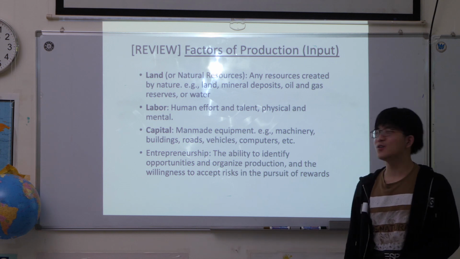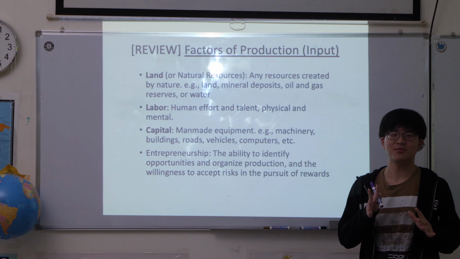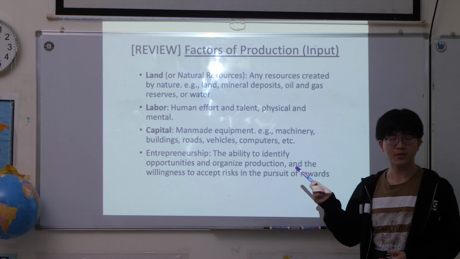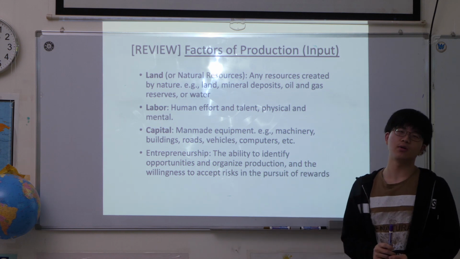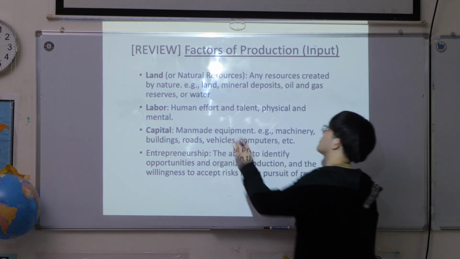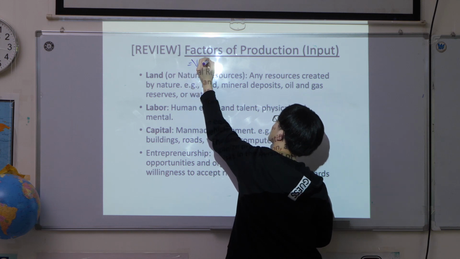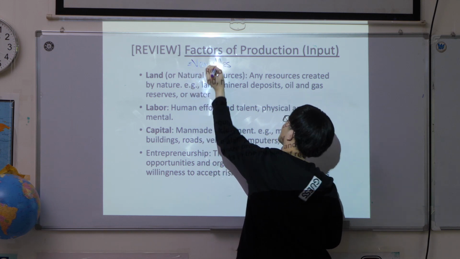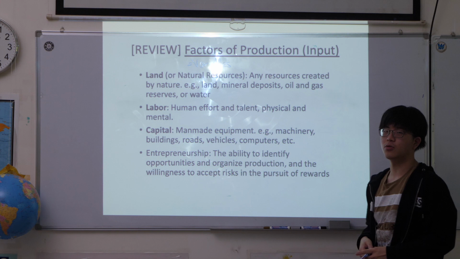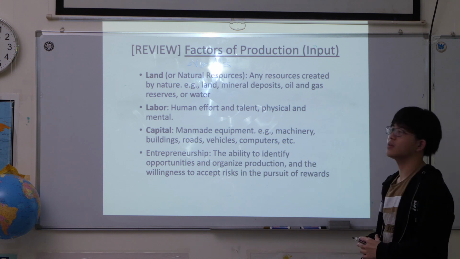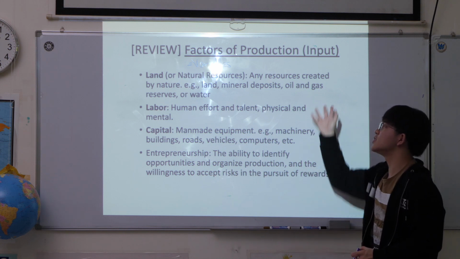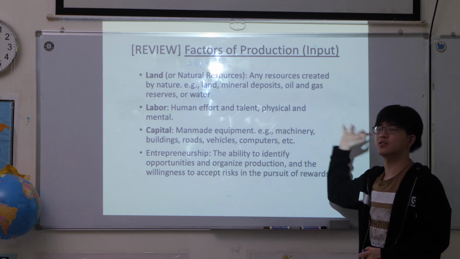So we first review some basic concepts before we cover this part. First you need to know what are factors of production, or inputs, or variables. Factors of production can also be considered to be variables. We have 4 factors of production, or 4 inputs. The first is land. Land can usually be considered to be natural resources. You can see some definitions, but land is just land.